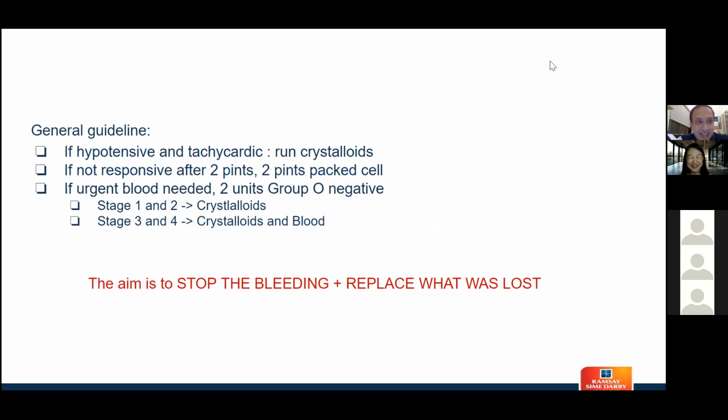All right, so general guideline: if they're hypotensive and tachycardic, run crystalloid. This is a very, very brief general kind of thing. Yeah, it's not a rule. Okay, if they're not responsive after 2 pints, generally you will need blood. So it's not just the crystalloids.